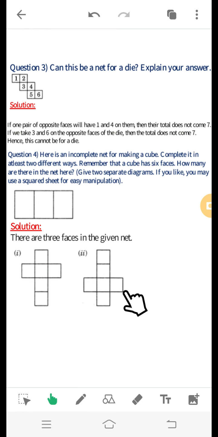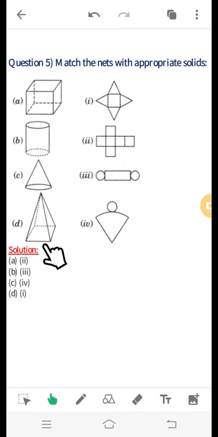Question 5, here we have to match the net with the appropriate solids. So first one, net A, that is this one. B, it's the third. C, that is the fourth. D, that is the first. You can also try this with paper.